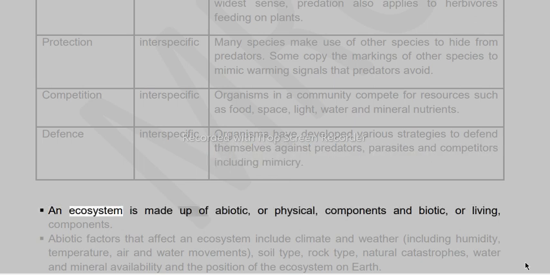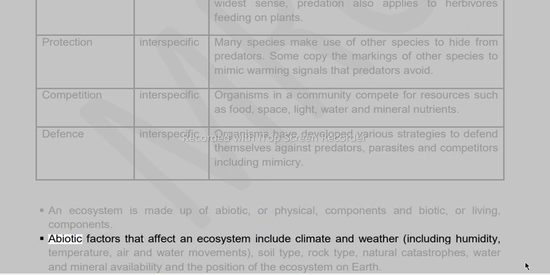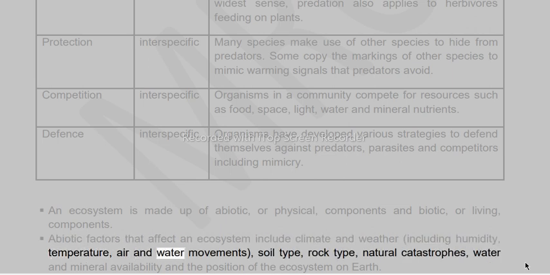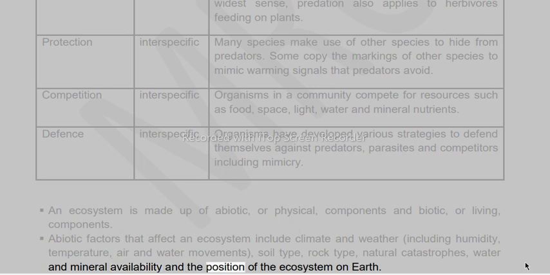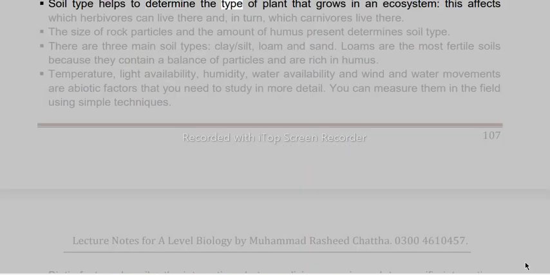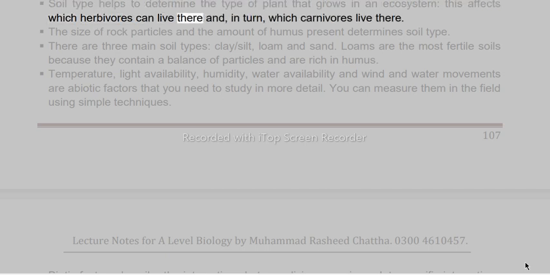An ecosystem is made up of abiotic, or physical, components and biotic, or living, components. Abiotic factors that affect an ecosystem include climate and weather, including humidity, temperature, air and water movements, soil type, rock type, natural catastrophes, water and mineral availability, and the position of the ecosystem on Earth. Soil type helps to determine the type of plant that grows in an ecosystem. This affects which herbivores can live there and, in turn, which carnivores live there.